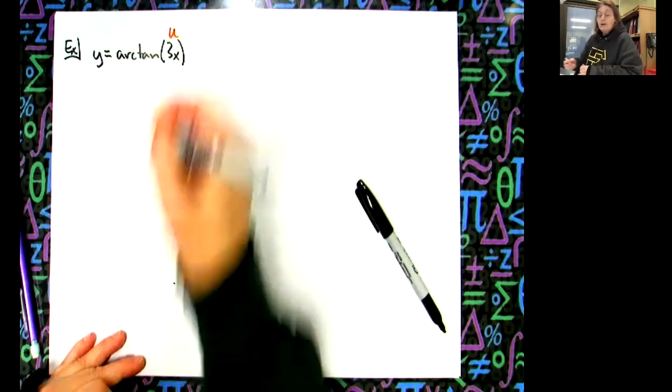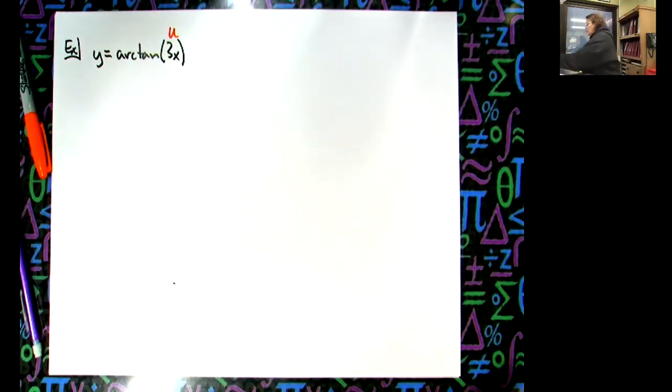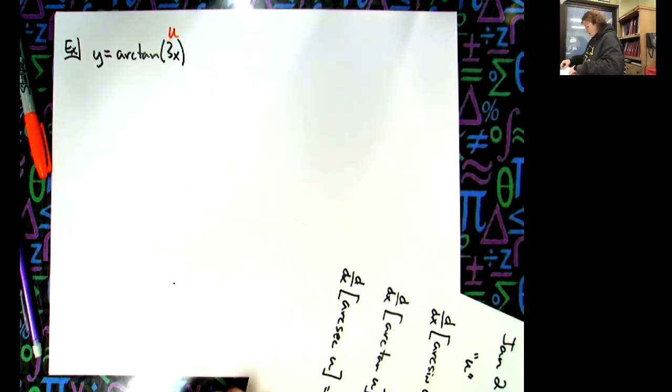All right, and then what? There's my u, right? So my u is the 3x. Now I am going to fold that formula sheet because I don't want to have to keep it.